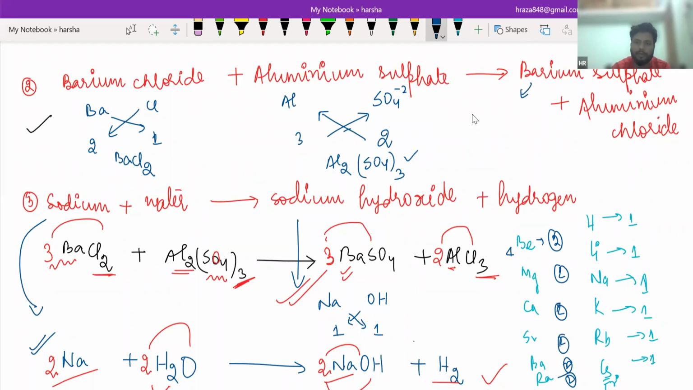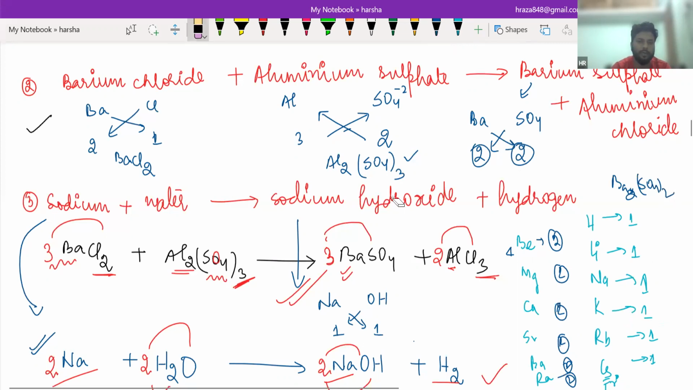Now see barium sulfate. Here is Ba and here is SO4. Now barium has valency 2 and SO4 also has valency 2. So when it is multiplied and they are equal, you don't have to write Ba2(SO4)2. Whenever they are equal, just consider it as 1, and it will be BaSO4.